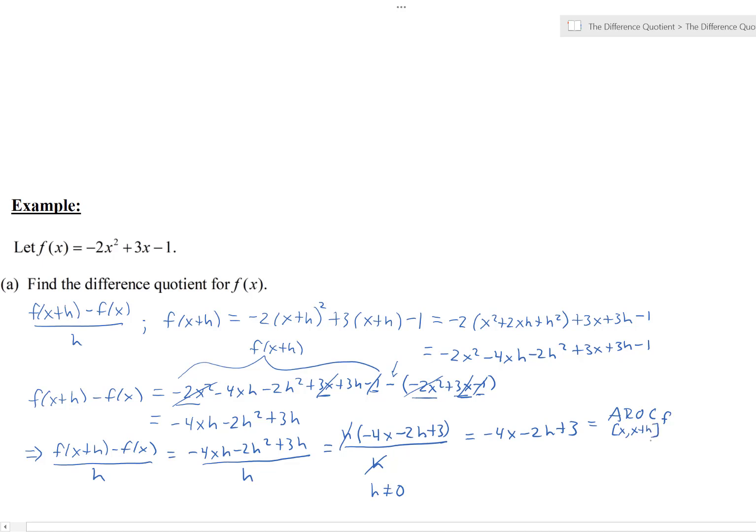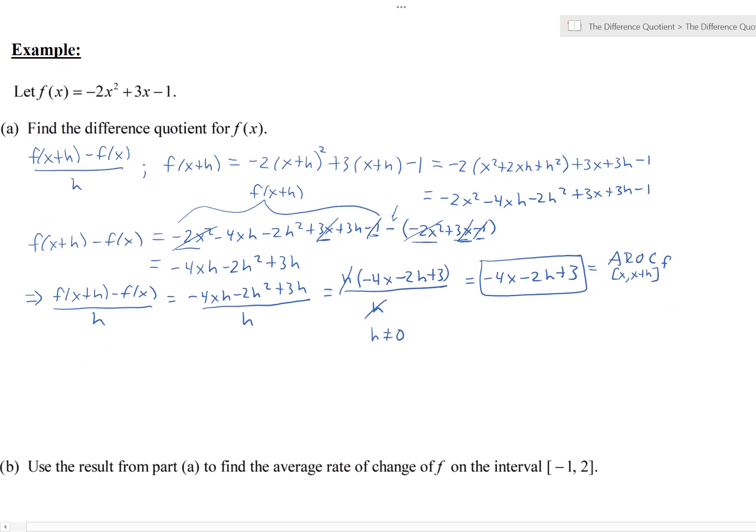So if we just simply now want to pick an x and a corresponding h, we could plug it into the formula and compute the average rate of change of this function over the corresponding interval. All right. So hopefully you followed the algebra there. That's an example of how you would compute one of these things.